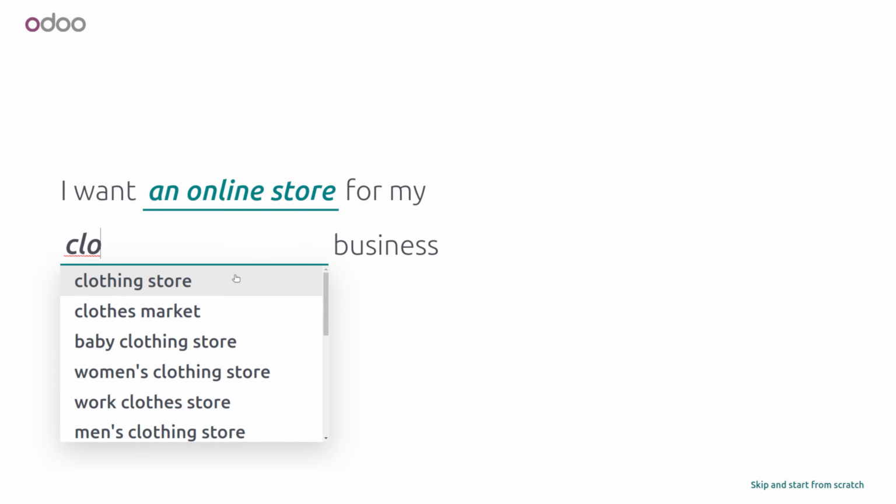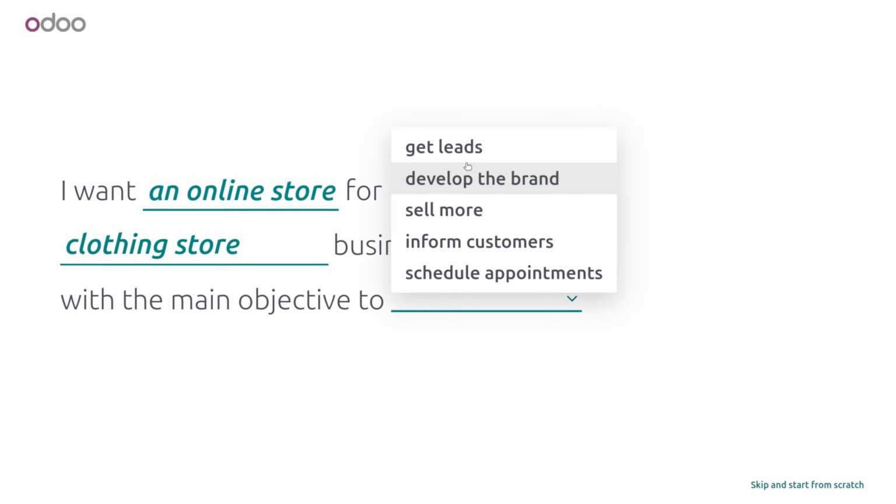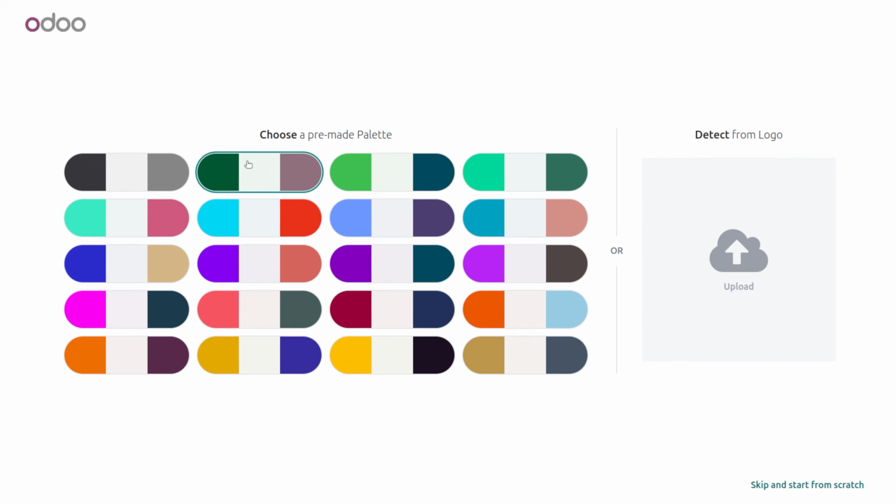So here you have some suggestions for the business ideas, like clothing store, cloth market, and baby clothing store, based on the shop that we're using. So I'm choosing the clothing store. Okay, so what is the main objective of your business? So here are some of the suggestions, like I'm choosing sell more. Okay, and choose the theme of your website.